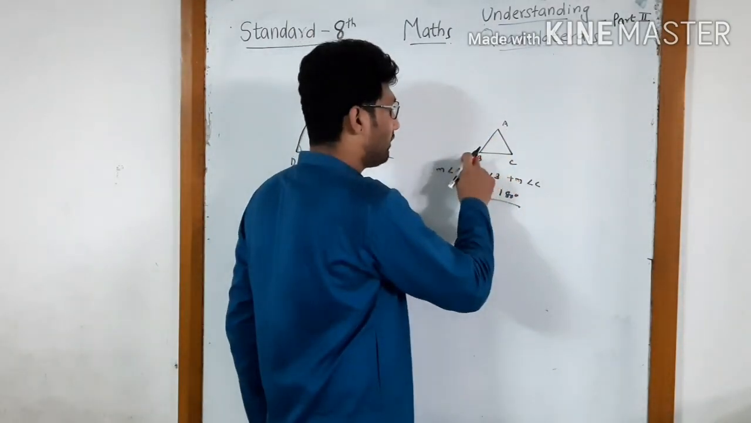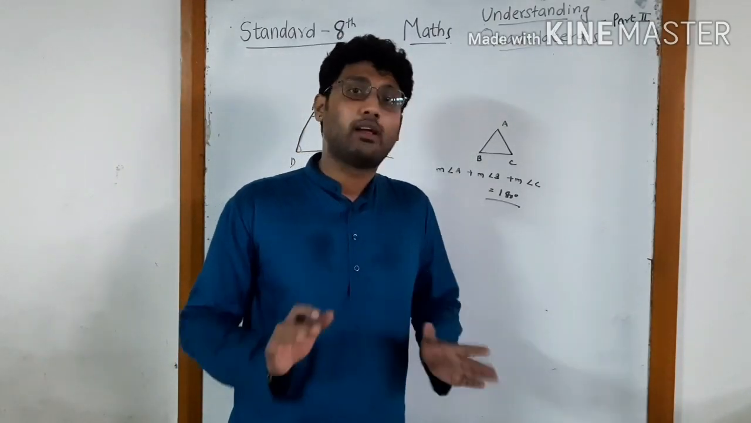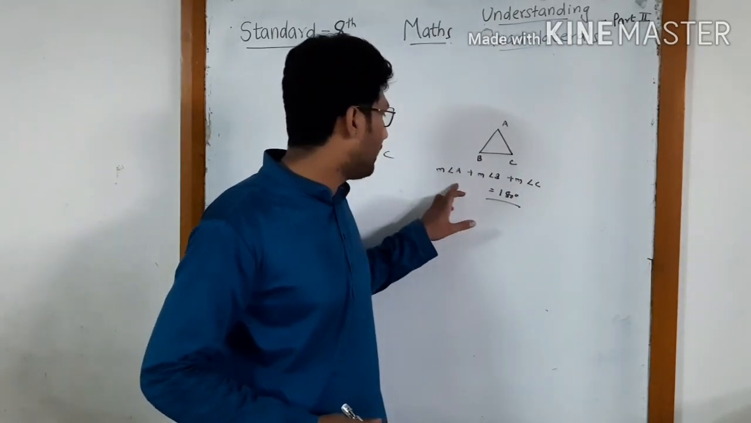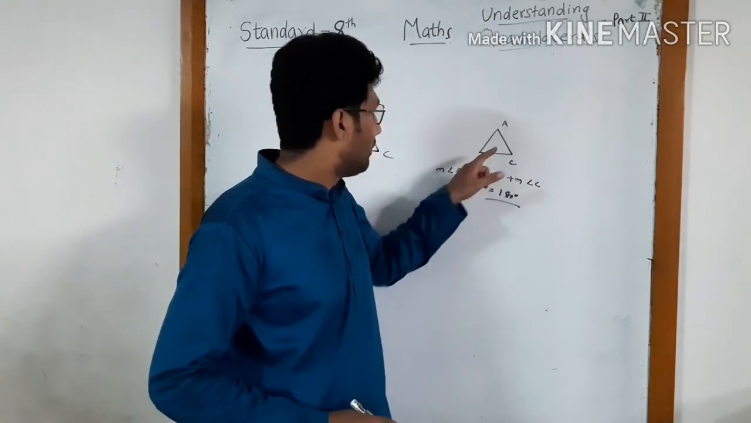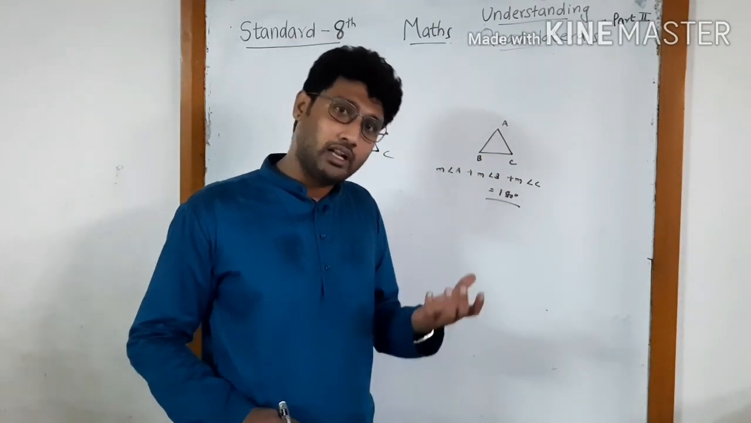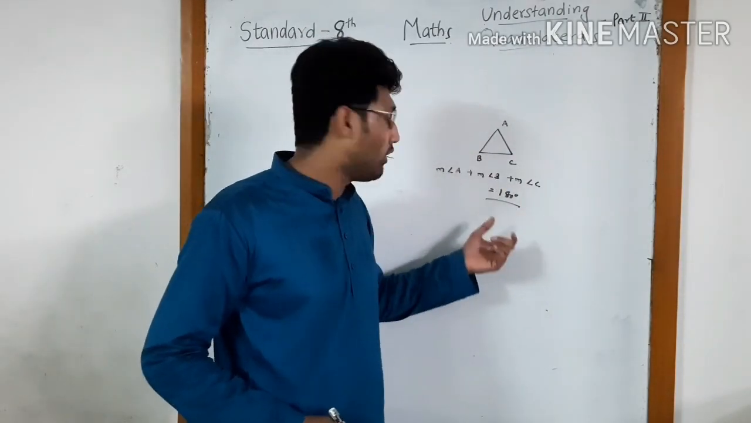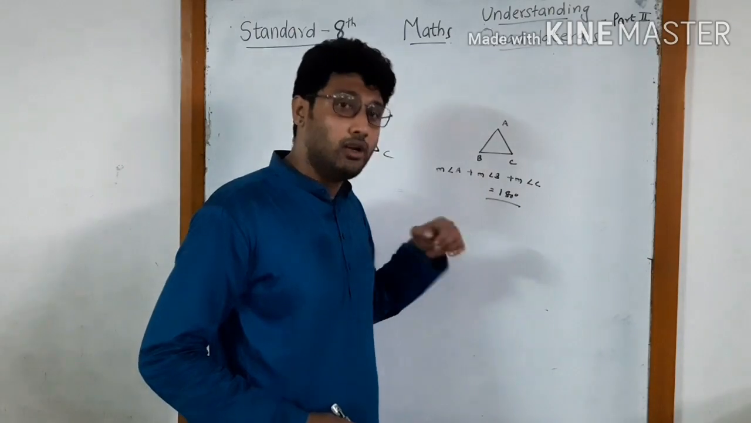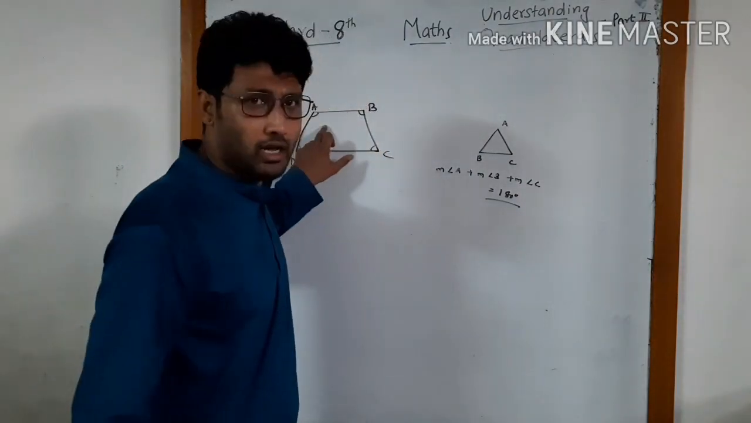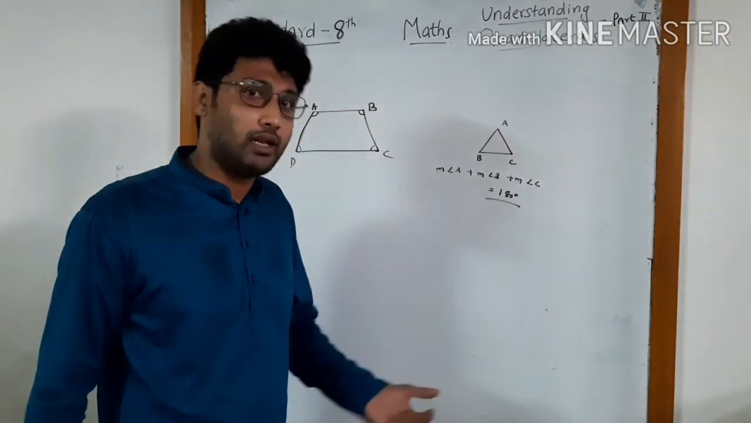The sum of the measures of the angles of any triangle in the world will always be 180 degrees. Measure angle A means measure of angle A, like when you measure using a protractor or any other device, what is the angle that you get? If you total the measures of all the angles, you will always get 180. And today we will be using this property to find out the sum of the measures of all the angles of a quadrilateral. So let us look at the same.